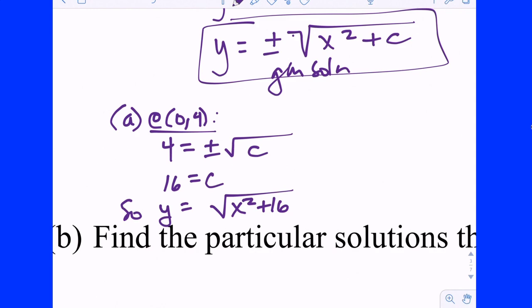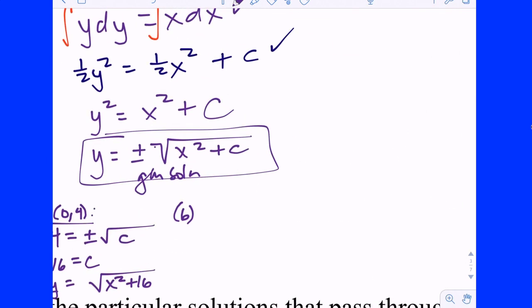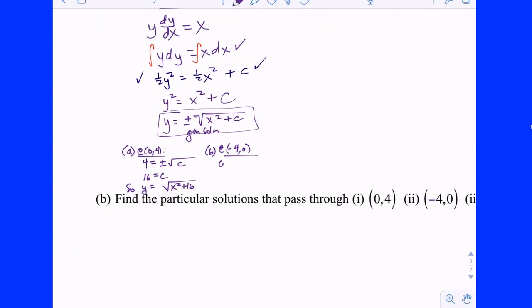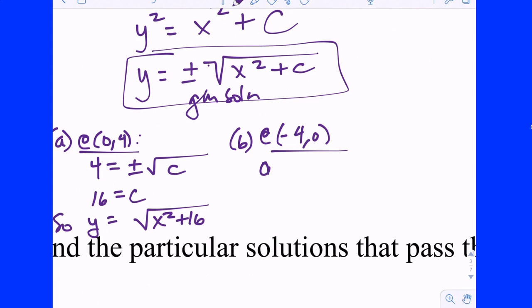Okay. Part B. What if we are now using negative 4, 0? So at negative 4, 0, we would plug in. We would get 0 for y equals plus or minus the square root of negative 4 squared, which is 16, plus c.